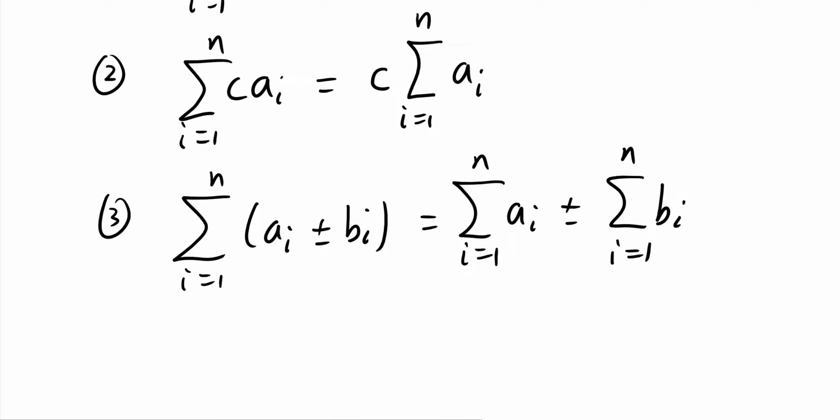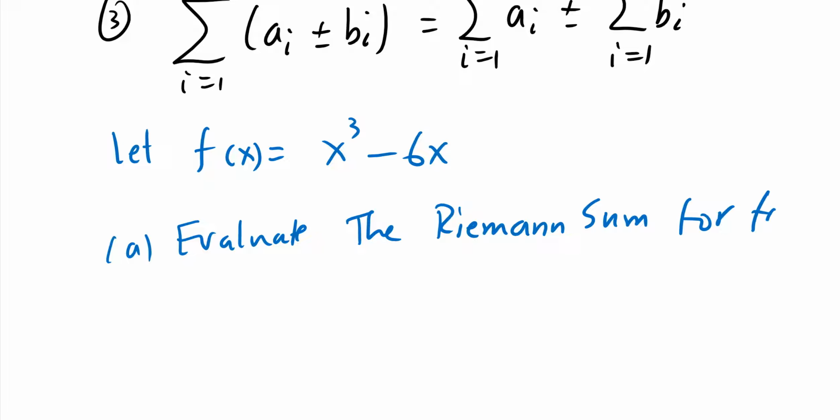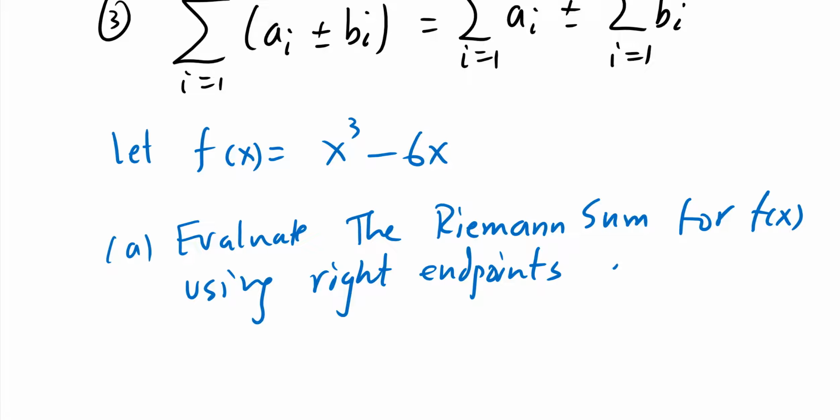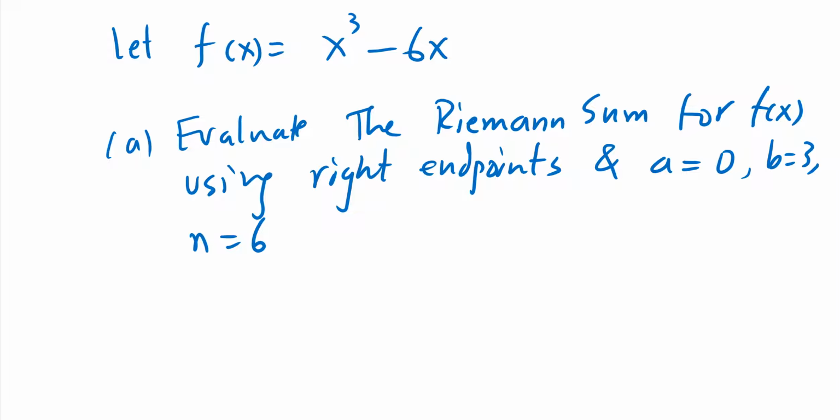Very important stuff. So now let's see how we put all the stuff we learned together. Let f of x be the function defined as x cubed minus 6x. We are going to evaluate the Riemann sum as we did in the previous section for f of x using right endpoints. So they're telling exactly which ones to use. And a equals 0, b equals 3, n equals 6. That's the number of sub-intervals. It has to be 6 sub-intervals we're going to be using.